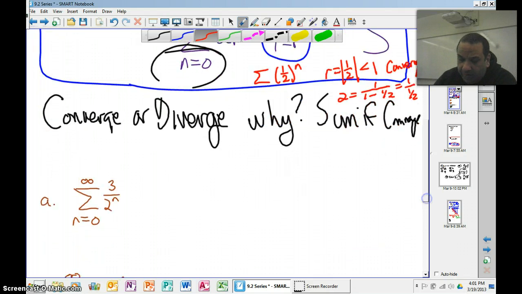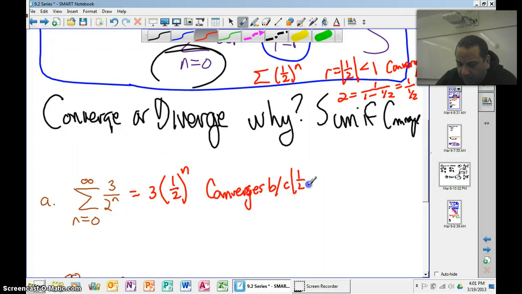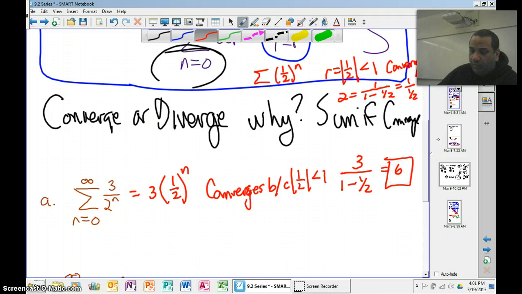So let's take a look. Converge, diverge, why? This turns out to be 3, and sometimes you've got to rewrite it a little bit. 3 times 1/2 to the n power. Well, this one converges because the absolute value of 1/2 is less than 1. Okay, what's the sum? It's going to be a over 1 minus r. 3 over 1/2 is 6. So it converges to 6. So far you're liking series, I hope. Not so bad. I told you I'd ease you into it.